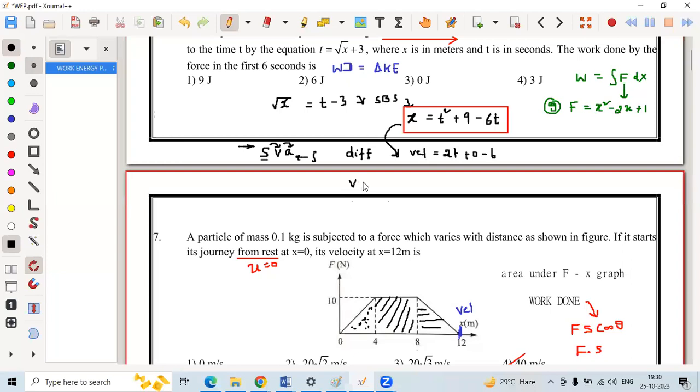Therefore, finally, I have the velocity equation of the given object. That velocity equation is 2t minus 6. That's all. Now, what is the question? Question is find work done by the force in first 6 seconds. First 6 seconds, what is the work done?